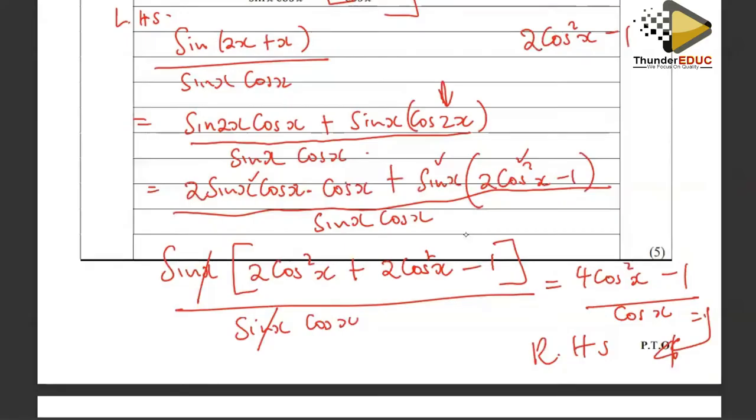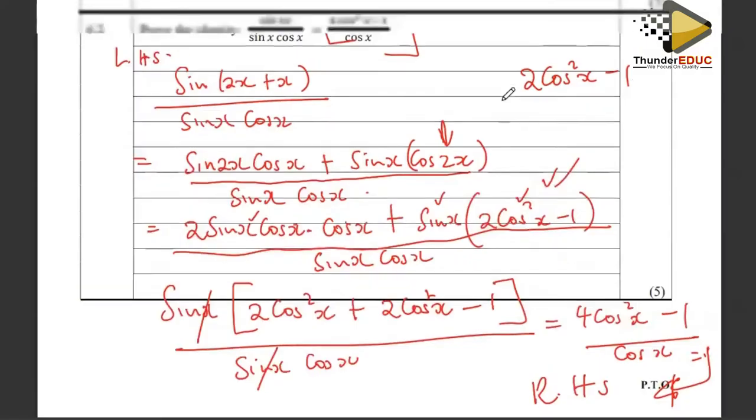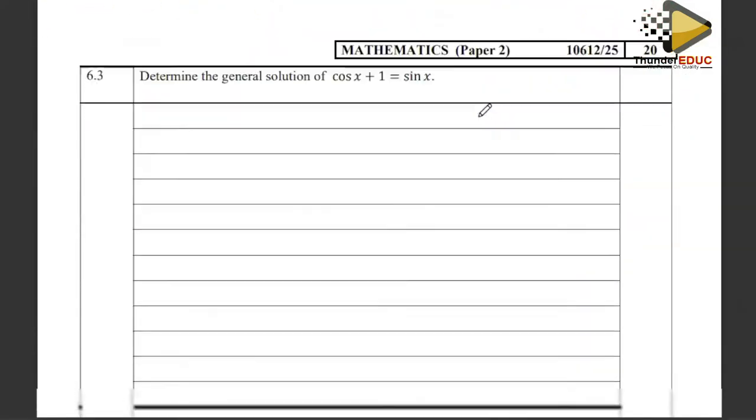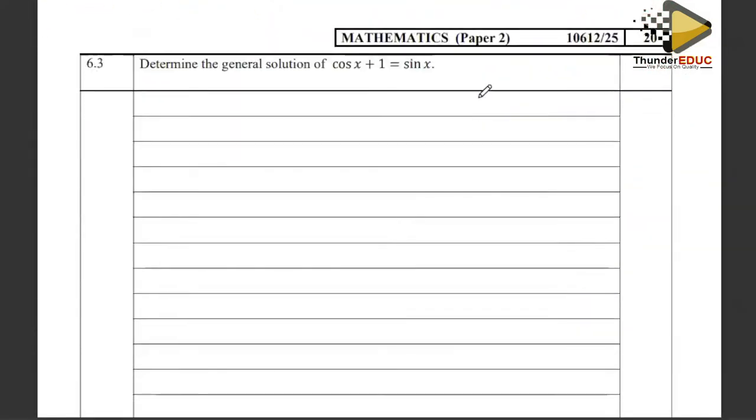So that is how the proof would have been done. Alternatively, if you want to open this up, you can still go ahead. But I believe that would be a waste of time, because if you take this out, you'll be left with that bracket alone. All right, so that is the sweet 5 marks as well. 6.3. Yo, the devil himself, or the devil herself.